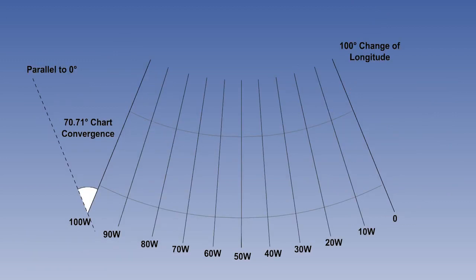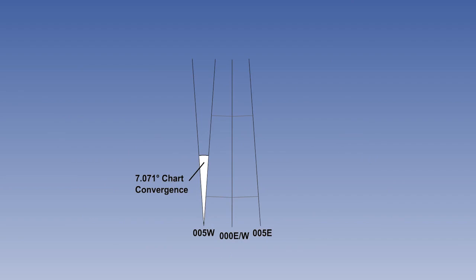This gives a general relationship. In this example, a change of longitude of 100 degrees is represented on the chart by an angle of inclination of the meridians of 100 times the sine of 45 degrees. Sine 45 is 0.7071. So the angle of inclination on the chart is 70.71. In this example, a change of longitude of 10 degrees on the Earth is represented by an angle of inclination of the meridians on the chart of 7.071 degrees.